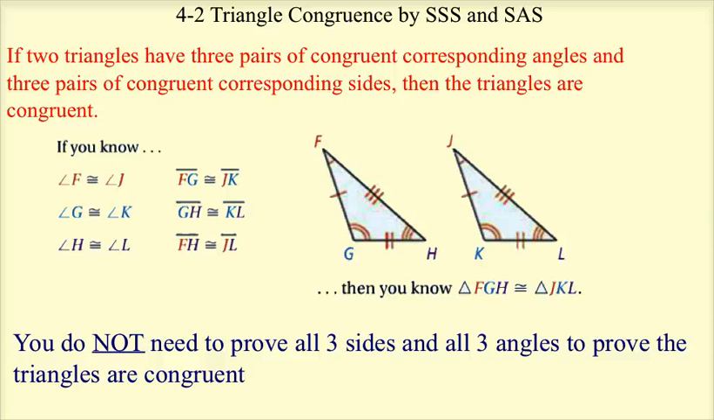This is lesson 4-2, triangle congruence by side, side, side, which we abbreviate SSS, and side angle side, which is SAS. Now you don't have this top part on your notes, okay, so you're just going to listen and watch. But as we learned yesterday, if two triangles have three pairs of corresponding congruent angles and three pairs of congruent corresponding sides, then the triangles are congruent.